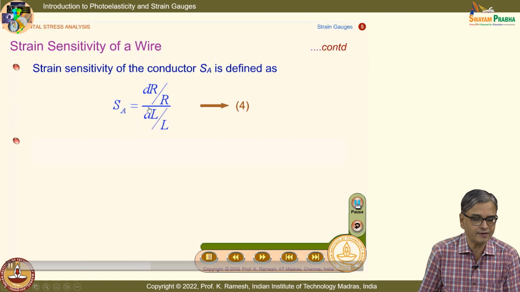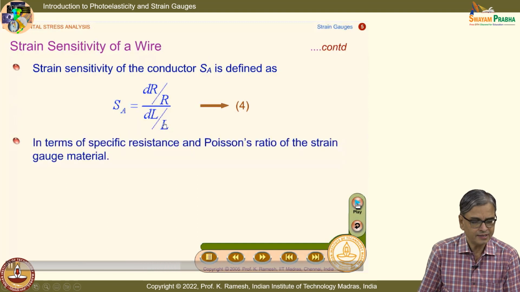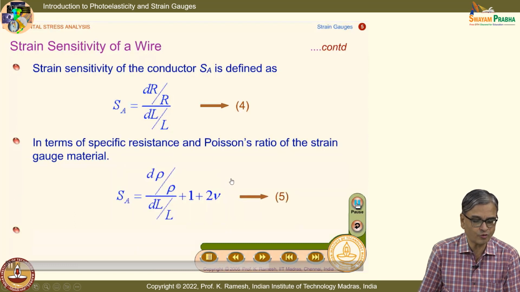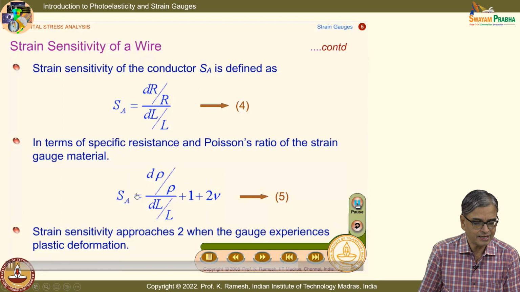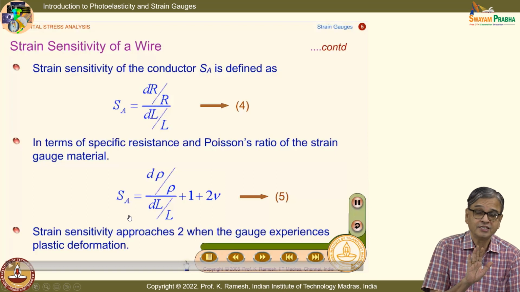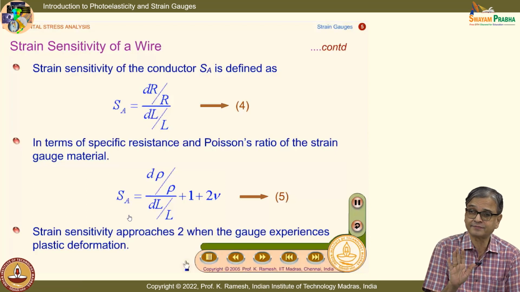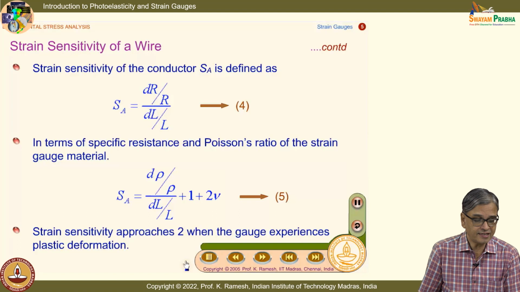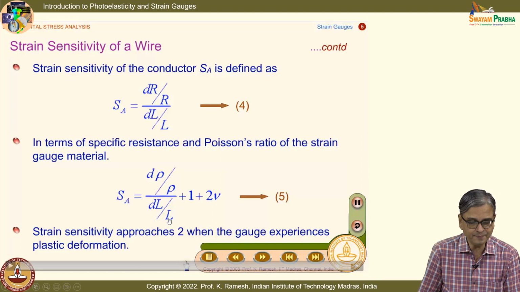dR by R divided by dL by L. When I substitute for dR by R in terms of the specific resistance and the other quantities which we have evaluated, I get the strain sensitivity of the wire. It is not the strain gauge. Strain gauge is made out of a grid. Strain sensitivity of a wire equals d rho by rho divided by dL by L, plus 1 plus 2 nu.